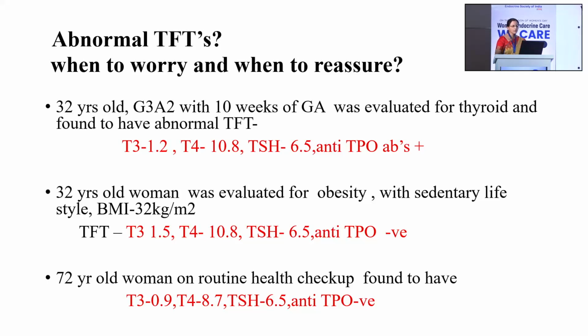Look at another scenario. A 32-year-old woman was evaluated for obesity with a sedentary lifestyle, BMI being 32 kg per meter square. Again a similar picture with TSH of 6.5. The value is the same, but the background scenario is different, which helps us make the right decision. Another scenario is a 72-year-old woman on a routine health checkup found to have a TSH of 6.5. So what will we do? Any postgraduates here?